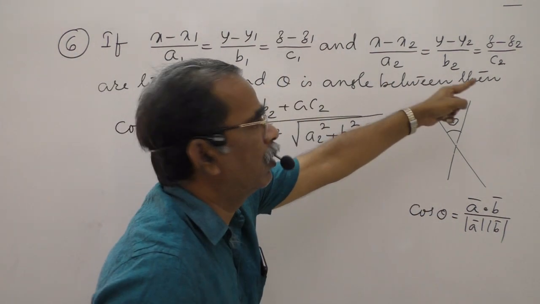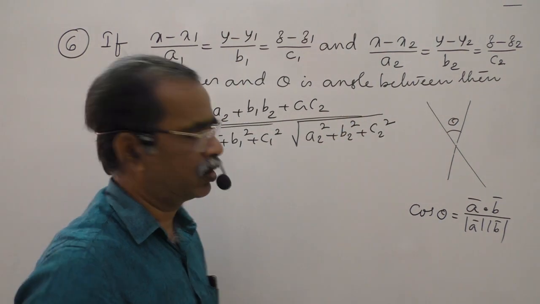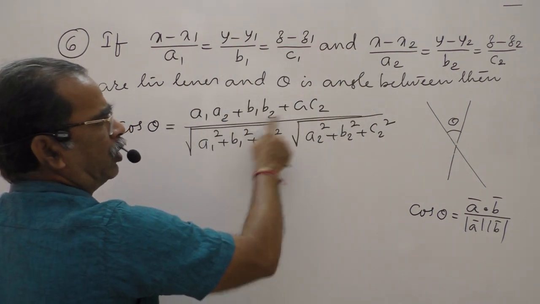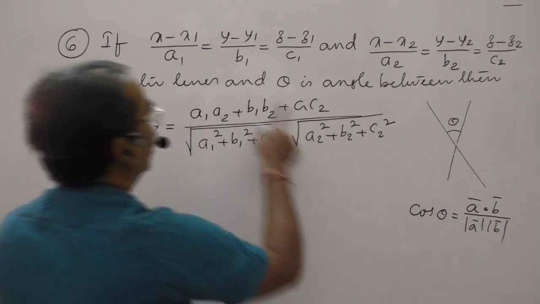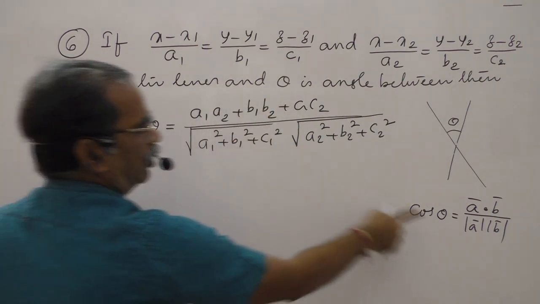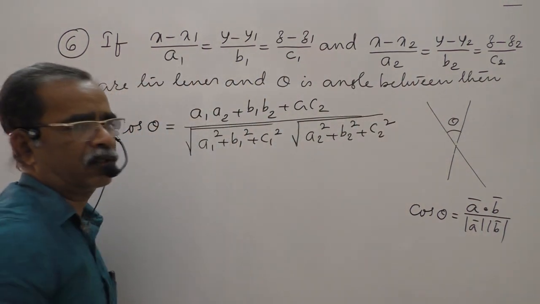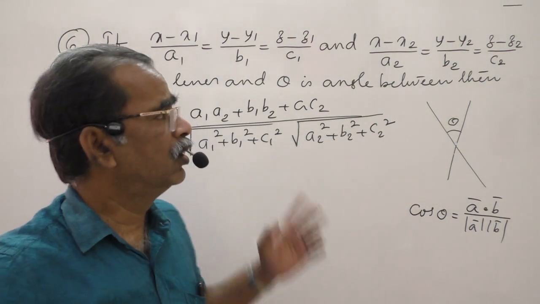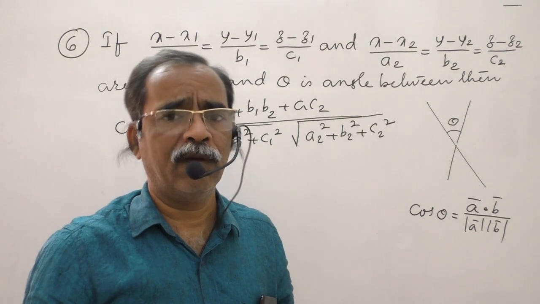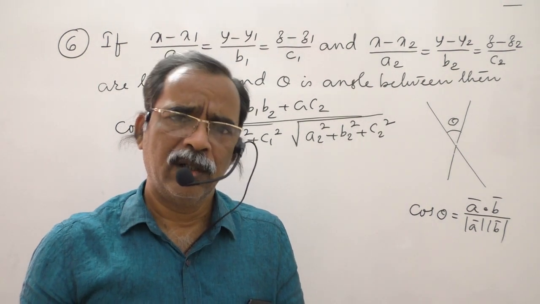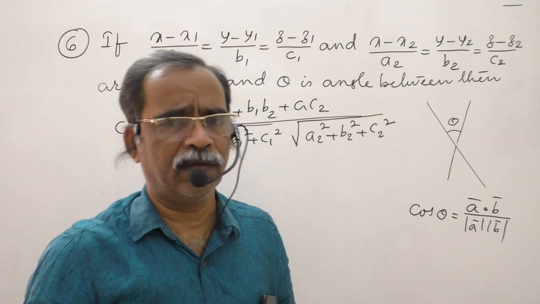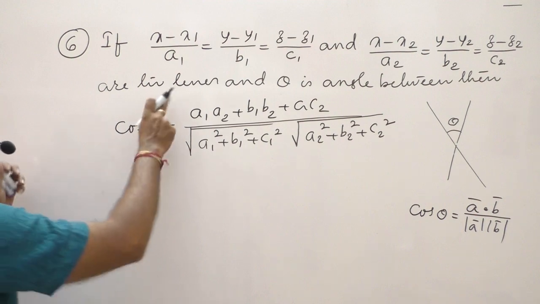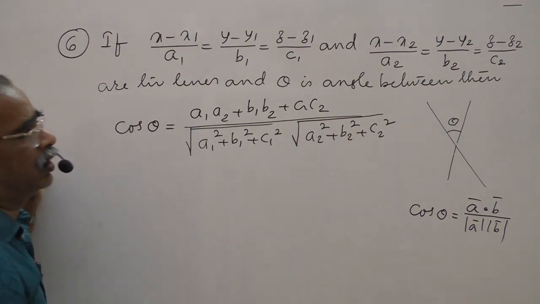Another vector, another triad of DRs. A dot B means the dot product of those two, a1 a2, b1 b2, c1 c2. The magnitude of A bar and the magnitude of B bar is this. So this is the angle between two lines when you know DRs. This is also applicable when you have DCs. What are DCs? They are basically DRs only. Therefore, this can be applied to that also. Already we have seen this in DRs and DCs.